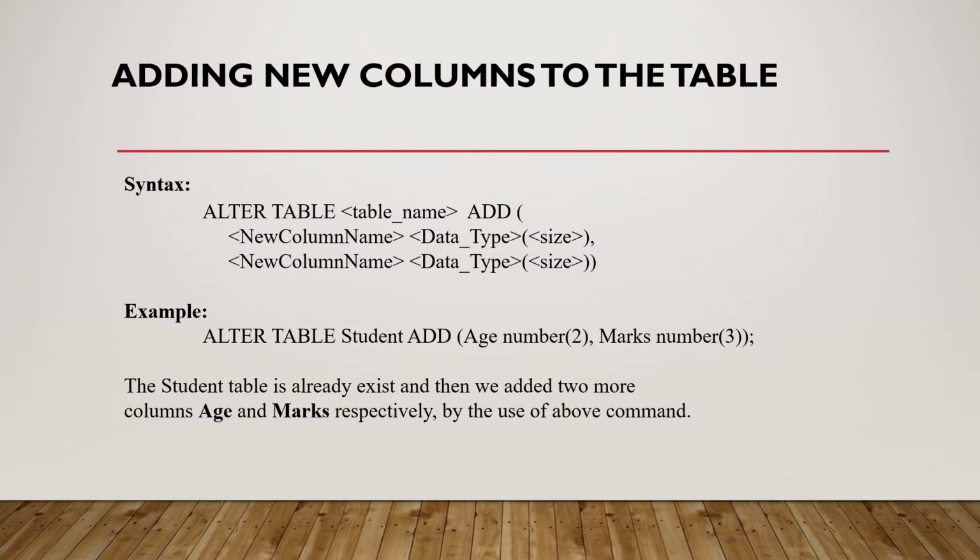Example, alter table student add open brace age number of 2 comma marks number of 3. Here I'm going to add age and marks columns in the student table. Age column has a number data type with size 2 and marks has a number data type with size 3. After executing this command, your table will have two more columns, that is age and marks respectively.